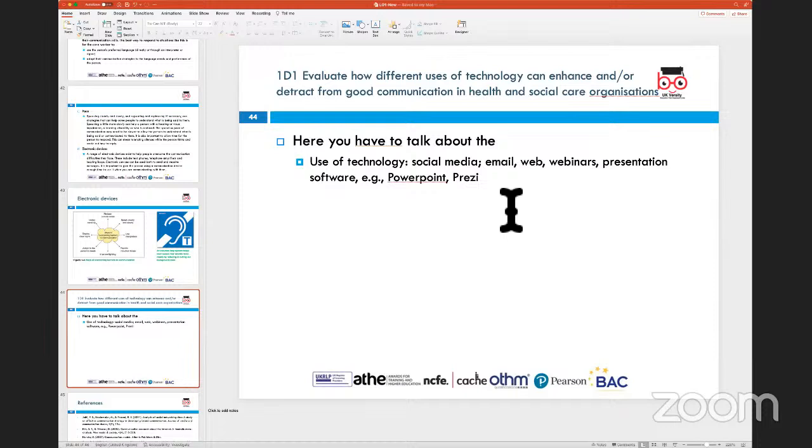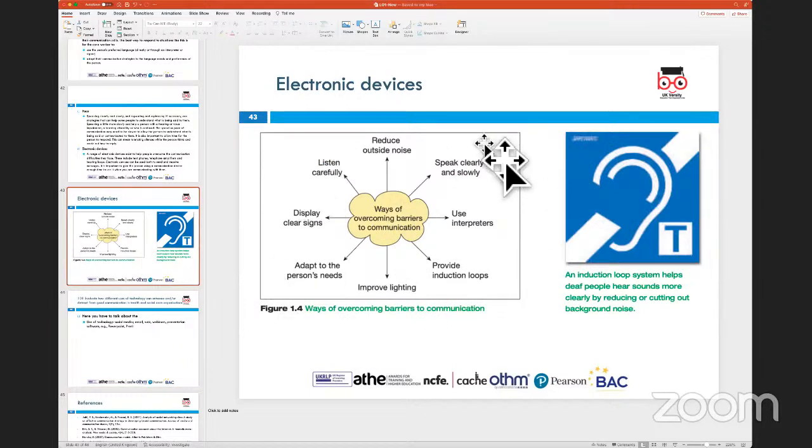So for example, use of social media, use of promotional campaigns which are done through TV, or sometimes through leaflets and flyer distribution. And these would be uses of technology to overcome the barriers that we face in communication, specifically within the health and social care sector. So here I would suggest that you read into some of these.